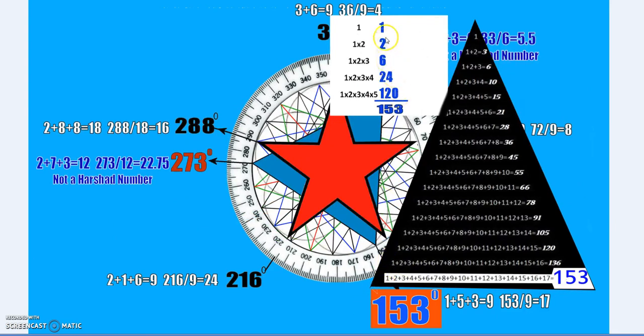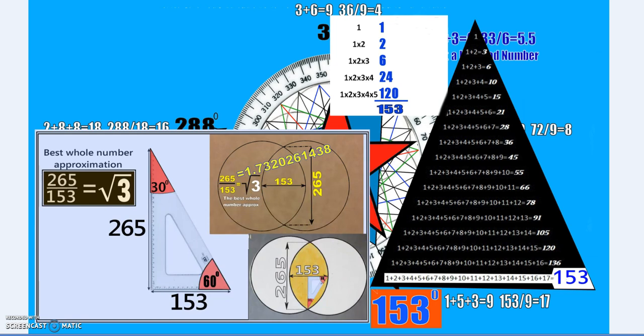But anyway, so 1 plus 2 plus 6, okay, 1 times 2 times 3 times 4 is 24. 1 times 2 times 3 times 4 times 5 is 120. You add these first 5 up, you get 153. So triangular numbers we add, and here we're multiplying them, and we get 153 emerges as well.